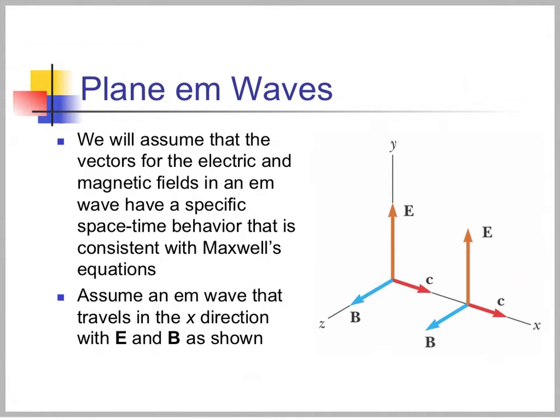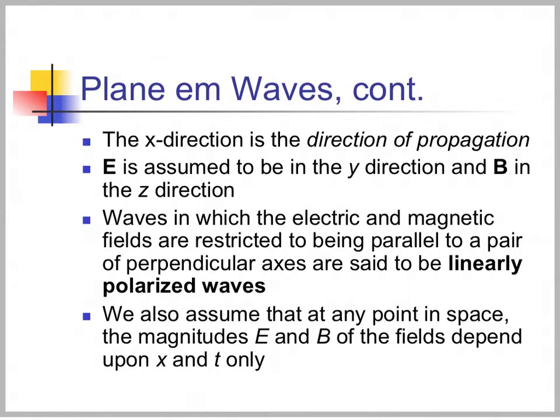So, we're going to assume that the vectors for the electric and magnetic fields in an electromagnetic wave have specific time-space behavior that's consistent with Maxwell's equations. So we're going to assume an electromagnetic wave that travels in the x direction with the E and B directions of the field as shown. The x direction then is the direction of propagation. E we're going to assume is in the y direction and B in the z direction.